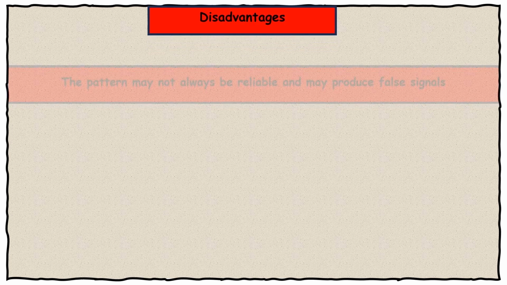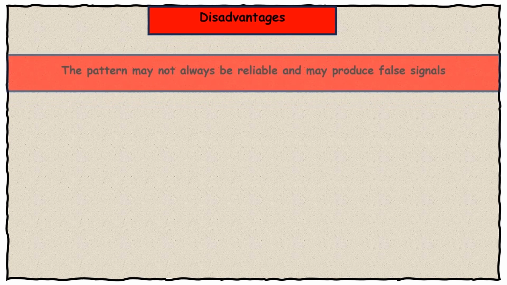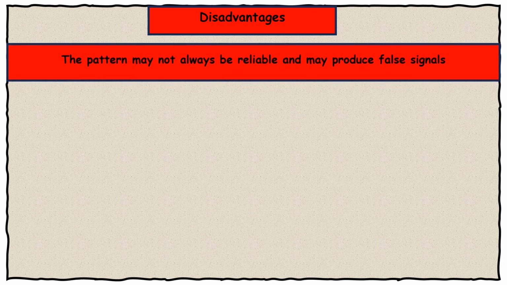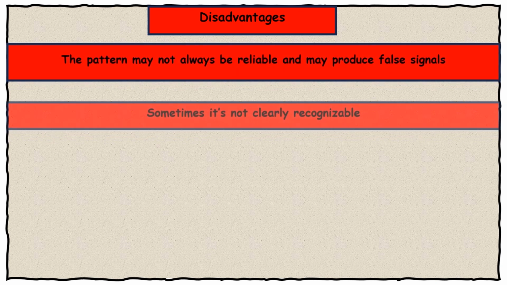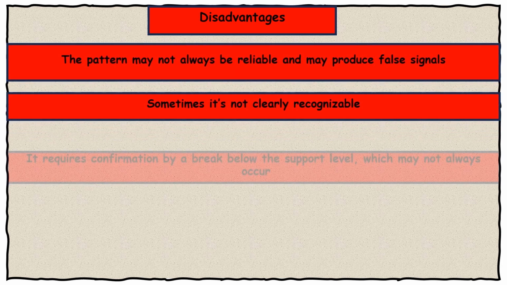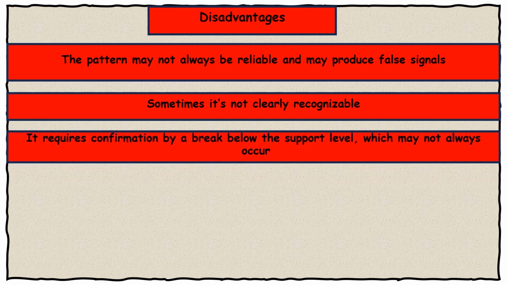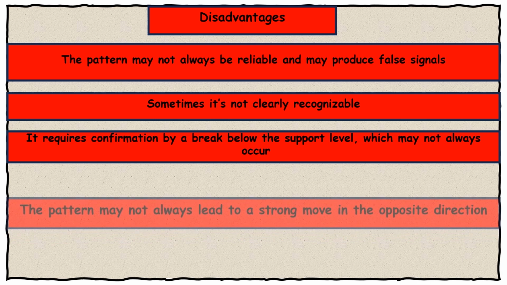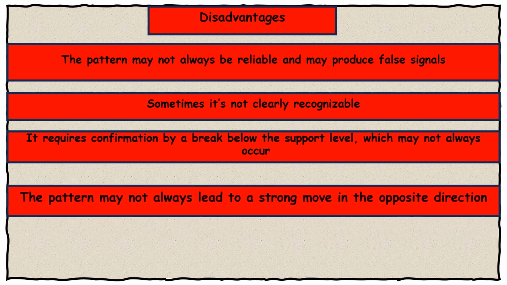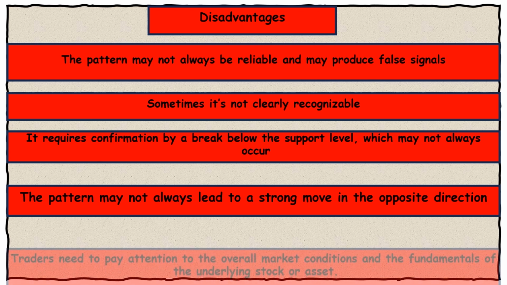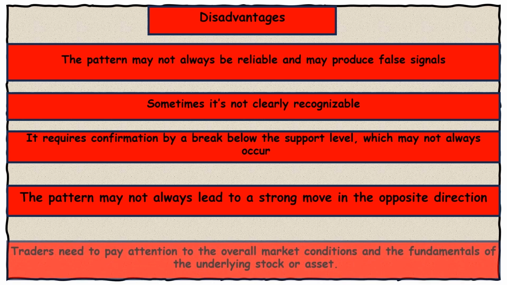Disadvantages. The pattern may not always be reliable and may produce false signals. Sometimes it's not clearly recognizable. It requires confirmation by a break below the support level, which may not always occur. The pattern may not always lead to a strong move in the opposite direction. Traders need to pay attention to the overall market conditions and the fundamentals of the underlying stock or asset.